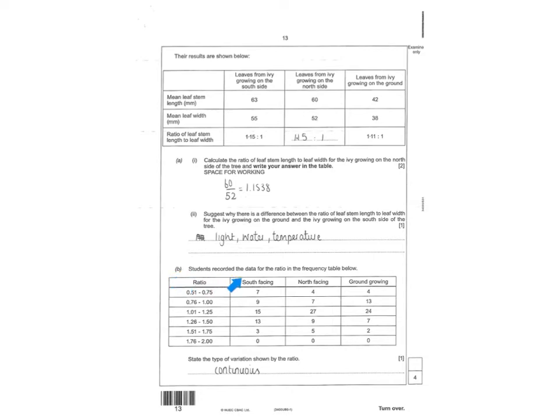Students recorded the data for the ratio in the frequency table below. State the type of variation shown by the ratio. It would be continuous variation.